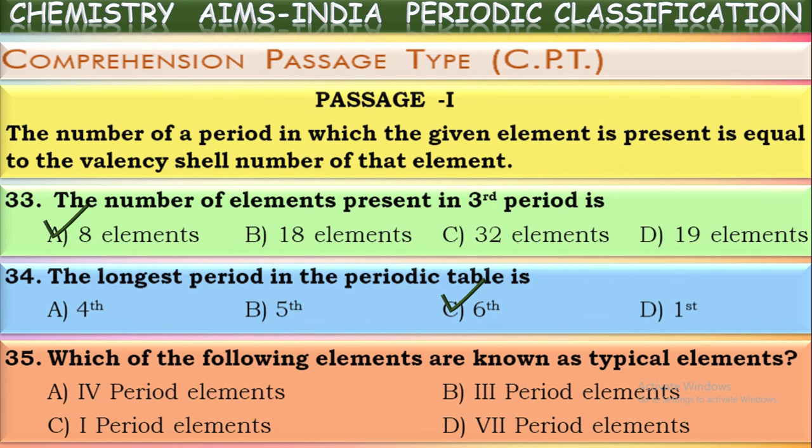Next, which among the following elements are known as typical elements? We know the third period elements are known as typical elements because based upon the properties of these elements, the properties of the remaining elements in that group can be predicted. That is why these elements are said to be typical elements. They are third period elements.